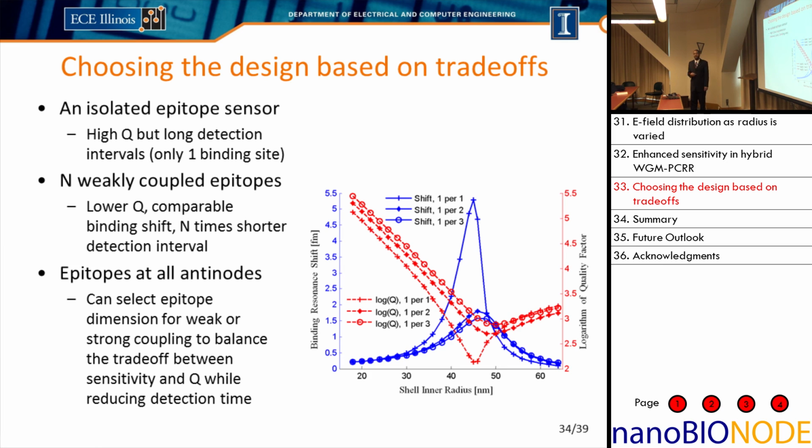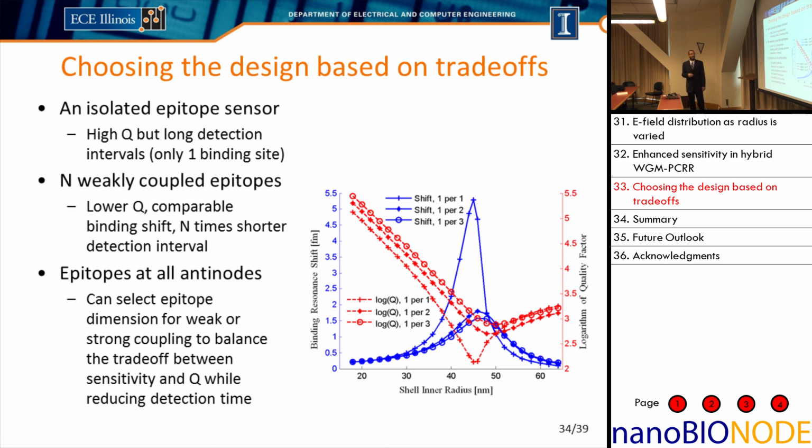And so you have to wait a long time to be able to detect this TG biomarker. If instead you have a certain number of coupled epitopes, you have a lower Q, but now you have n times the detection frequency because you have essentially n sensors distributed around your microring. So you wait less time to detect this biomarker.